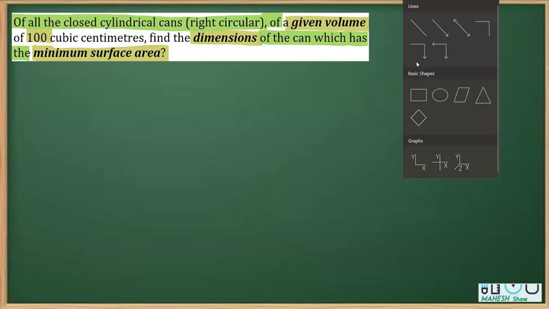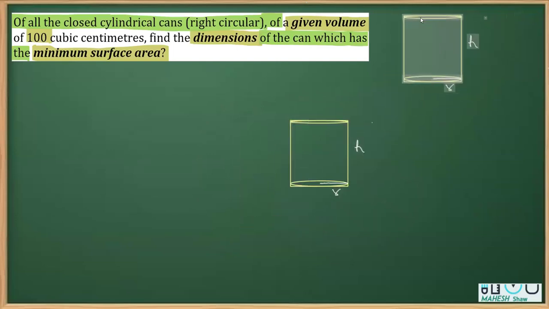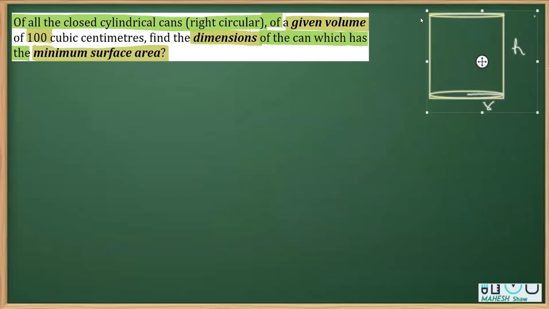Now, let's say if I draw a cylinder here, all right, this is the cylinder, and this is the height, and this being the base radius. So let's set this aside. Now here, volume is fixed, and we know that the volume of a cylinder is pi r square h, and volume is mentioned as 100. So 100 is equal to pi r square h.